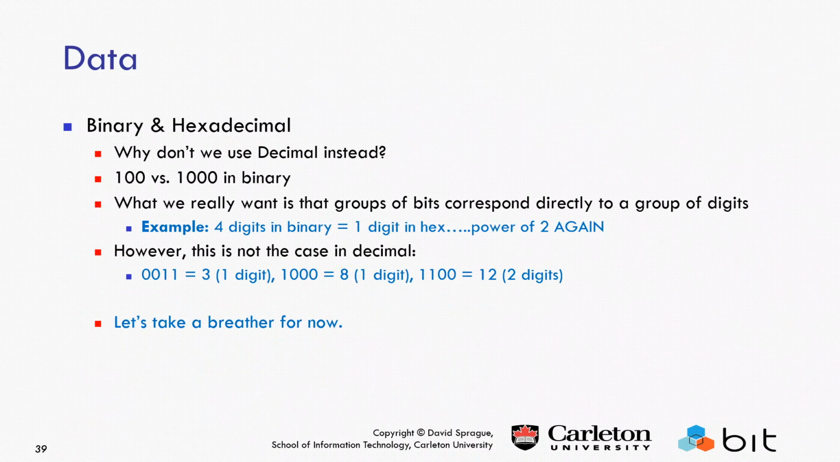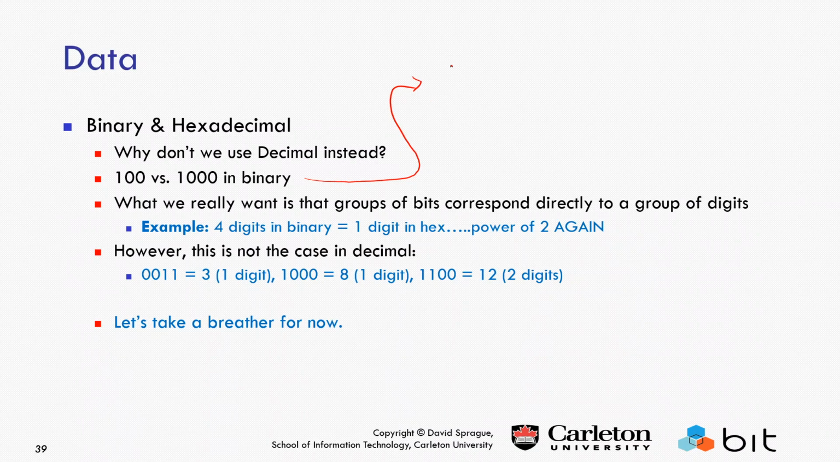So here's the interesting thing. If we use decimal, what would we get? So what is 100 in decimal? I would need a 64 and then probably 32 and a couple other things in there. I also guarantee that 1000 in binary is not the same.